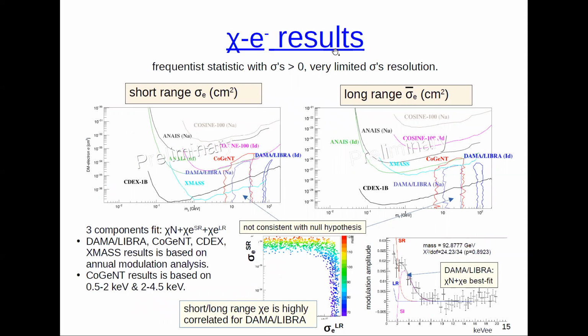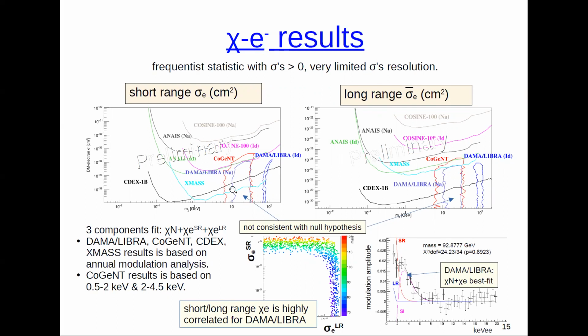This is a preliminary result from the chi-E scattering, and we are not only doing the calculation for the CDEX and TEXONO data, we also do this chi-E scattering calculation for other experiments as well. To complete the fitting, we are using a three-component fit, which is the chi-N, the chi-E short range and the chi-E long range, and we fit all components together.